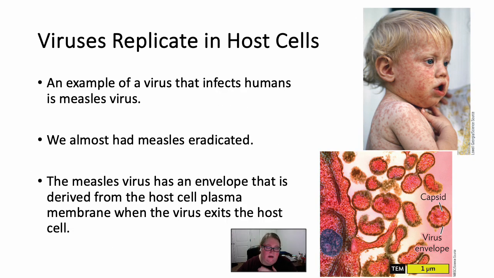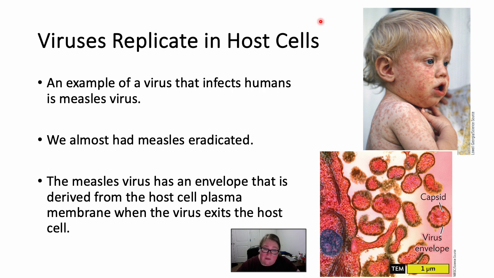So let's talk about another example. Let's talk about a virus that infects human cells. So let's talk about the measles virus. Now, the measles virus is interesting. We have a vaccine that works against the measles virus. And it worked so well that we almost had measles eradicated. So we only have one virus that we've completely eradicated, and that's the smallpox virus. Nobody gets smallpox anymore. Up until 10 to 15 years ago, there was an occasional measles case, but not very many. But one of the things that has happened in the last 10 or 15 years is the rate of vaccination.